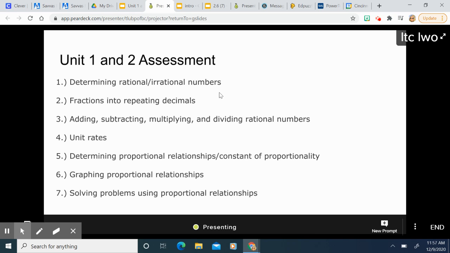Okay, so this is your study guide for the Unit 1 and 2 assessment. These 7 categories are what's going to be on your test, just a couple questions each. If you want, you can pause and read those categories, but we're going to go through them one at a time.